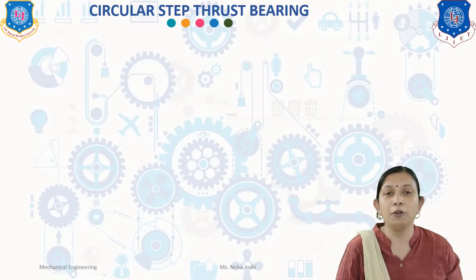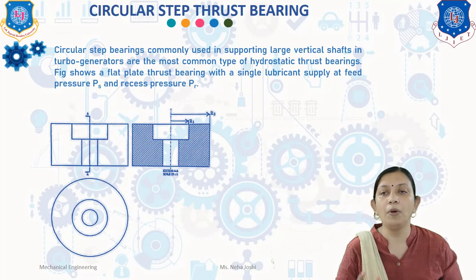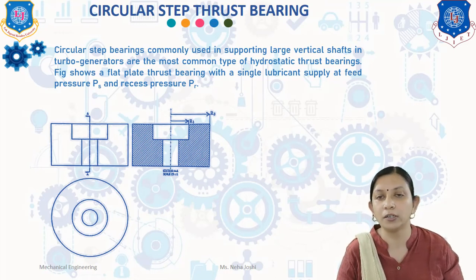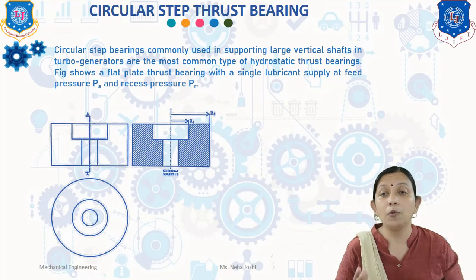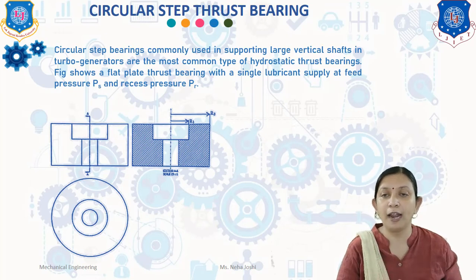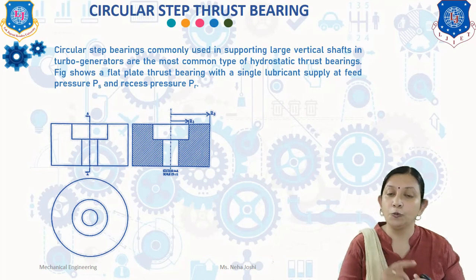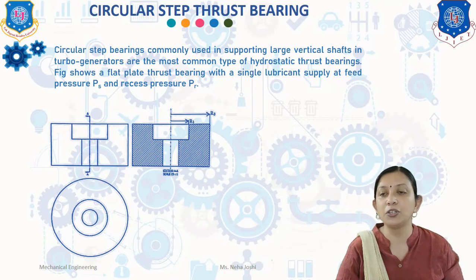So these are the different types of hydrostatic bearing. Now, first of all, we will discuss the circular step thrust bearing. Circular step thrust bearings are commonly used in supporting large vertical shafts in turbo generators. These are the most common types of hydrostatic thrust bearing. You can see here in the figure a flat plate thrust bearing with a single lubricant supply at a feed pressure PS and recess pressure PR. So feed pressure means PS and recess pressure means PR.